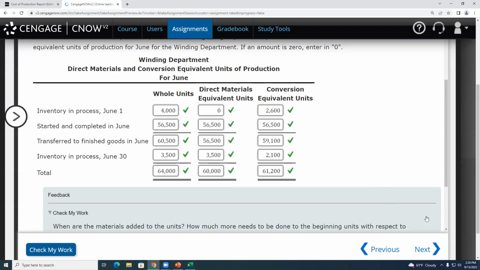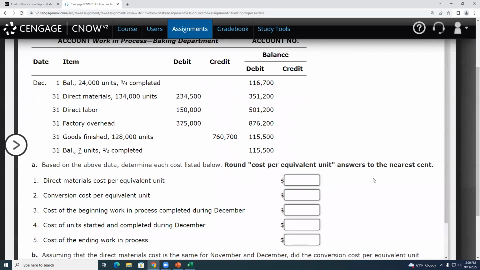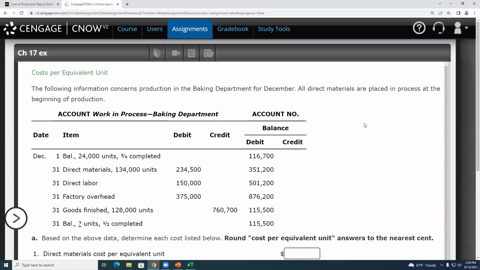Okay, so for our next exercise, we're given a table of information, and we're going to be calculating cost per equivalent unit based on this information. This is the first exercise where I think it's really beneficial for us to use the Excel template that I provided. And so that's what I'm going to do.